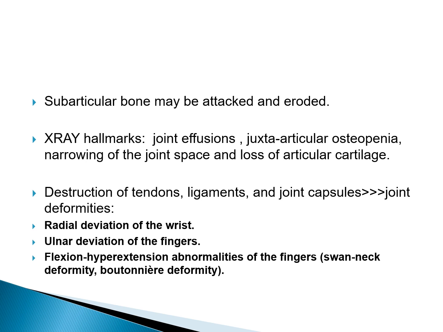Of these deformities, there is radial deviation of the wrist toward the radial side, and ulnar deviation of the fingers, and flexion-hyperextension abnormalities of the fingers, which are the swan neck deformity and the boutonniere deformity, which I will show you in the next slide. These deformities are characteristic for rheumatoid arthritis, and we usually do not see them in osteoarthritis.